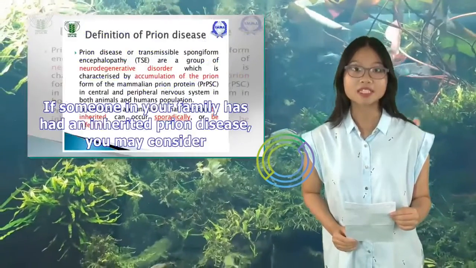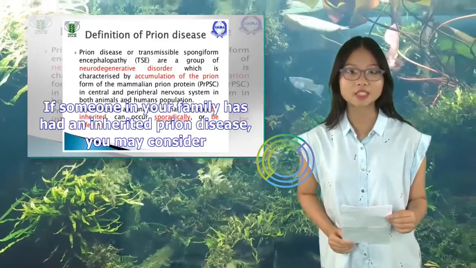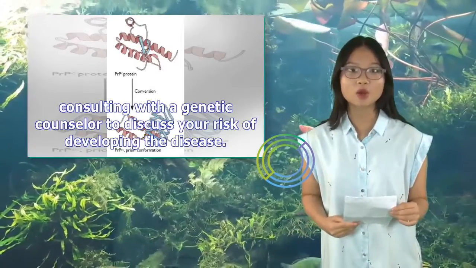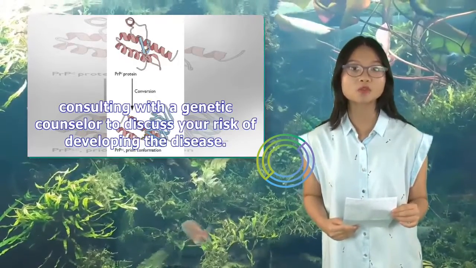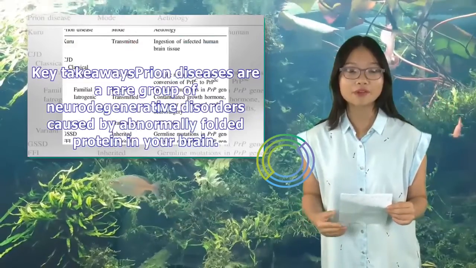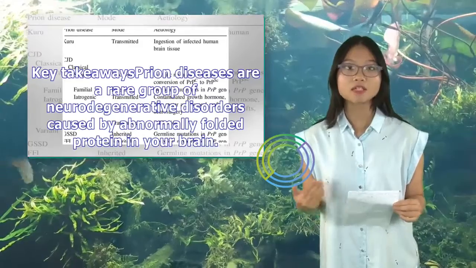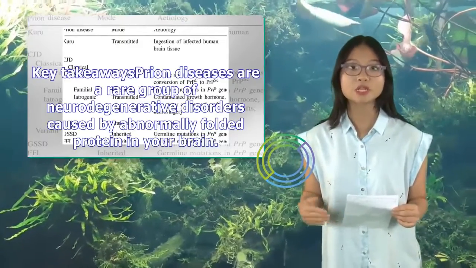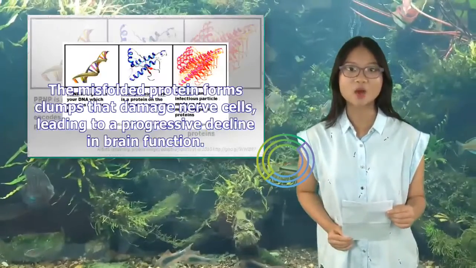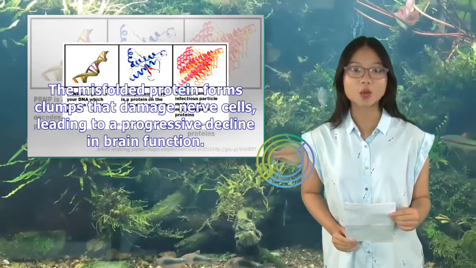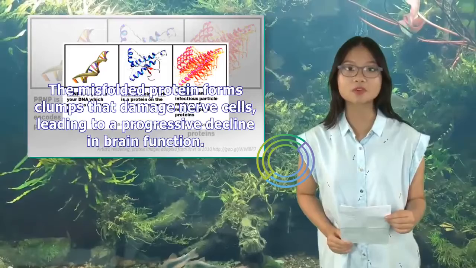If someone in your family has had an inherited prion disease, you may consider consulting with a genetic counselor to discuss your risk of developing the disease. Key takeaways: prion diseases are a rare group of neurodegenerative disorders caused by abnormally folded protein in your brain. The misfolded protein forms clumps that damage nerve cells, leading to a progressive decline in brain function.